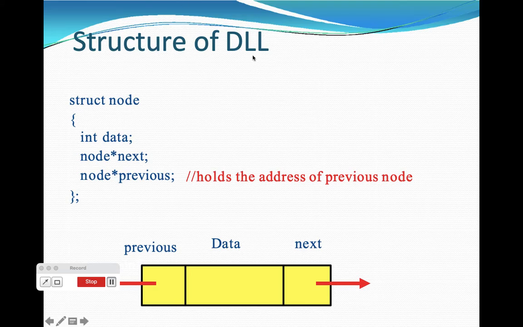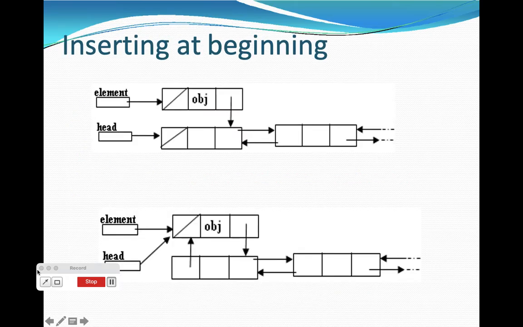So this is the structure of the double linked list. This is the structure of the double linked list. Right? One pointer is next, another one is previous.